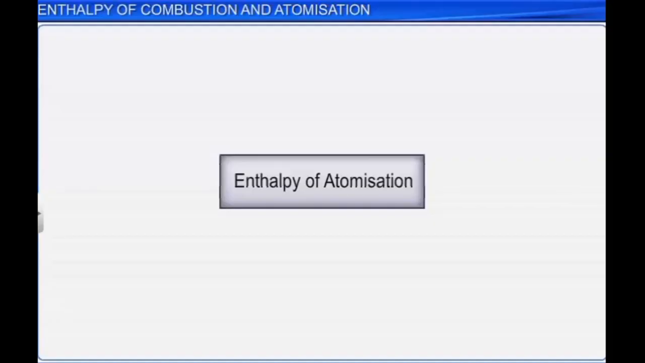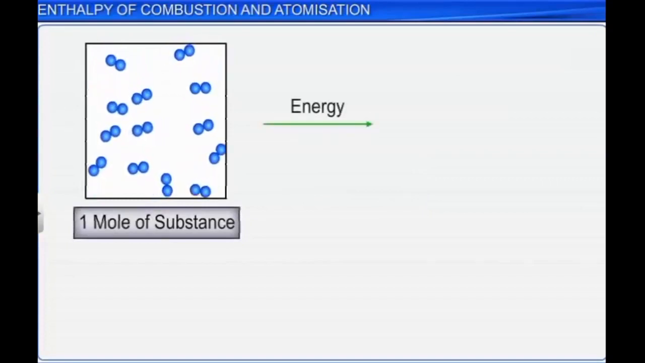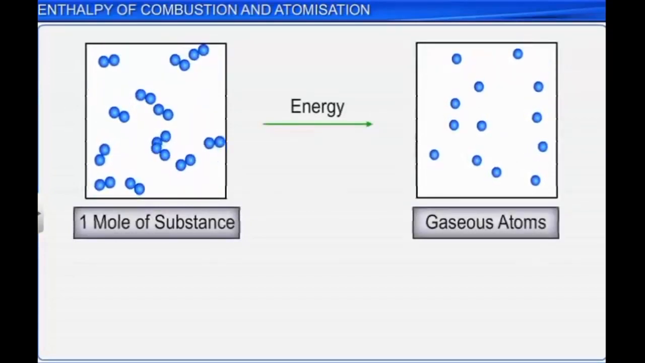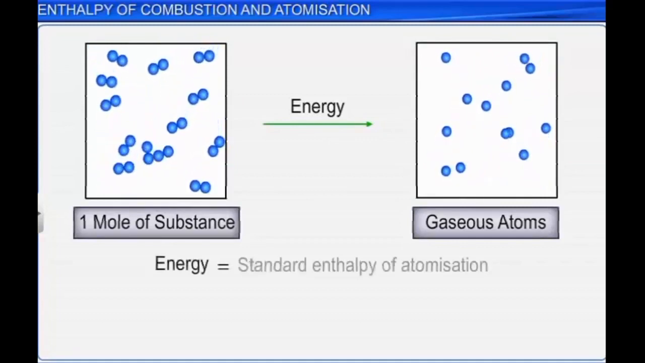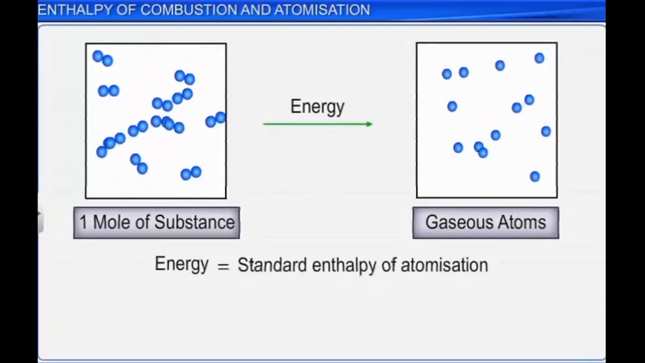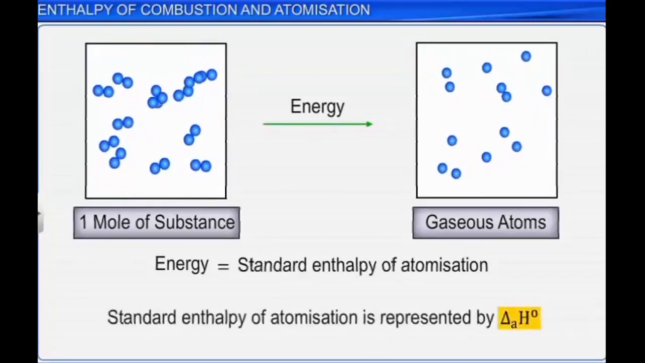Now let's look at enthalpy of atomization. When 1 mole of a given substance dissociates into gaseous atoms, the enthalpy change accompanying the process is called the standard enthalpy of atomization. It is represented by delta AH naught.